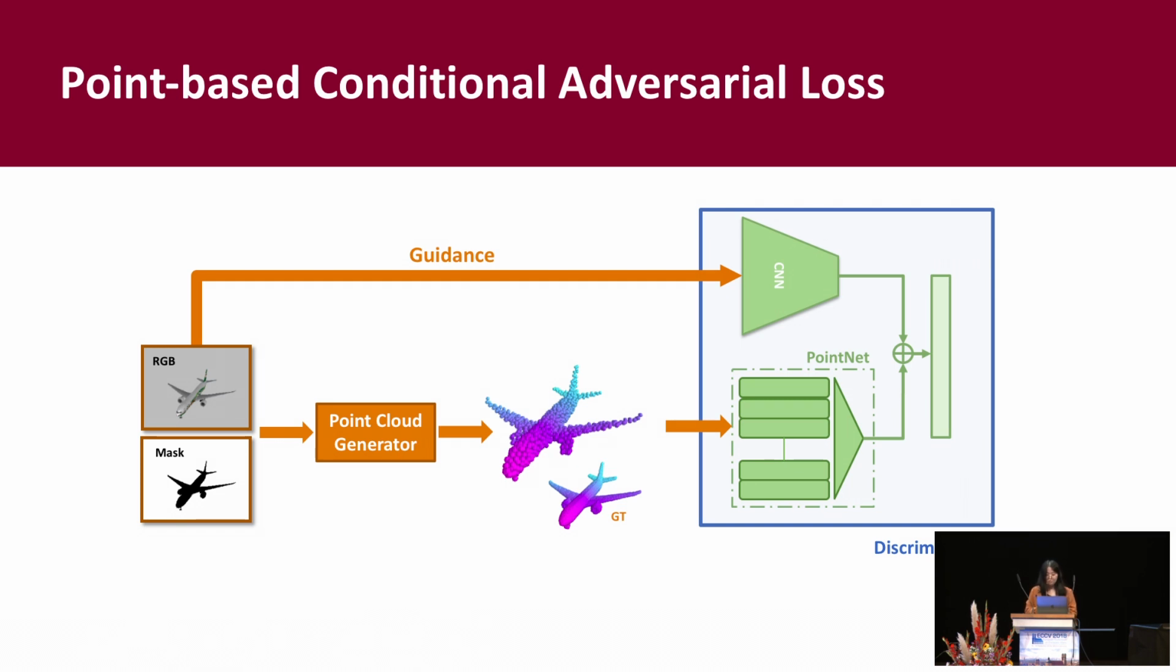We use a pre-trained VGG classification network to extract 2D features. The 2D features are then concatenated with the 3D features produced by the PointNet for identifying real and fake samples.